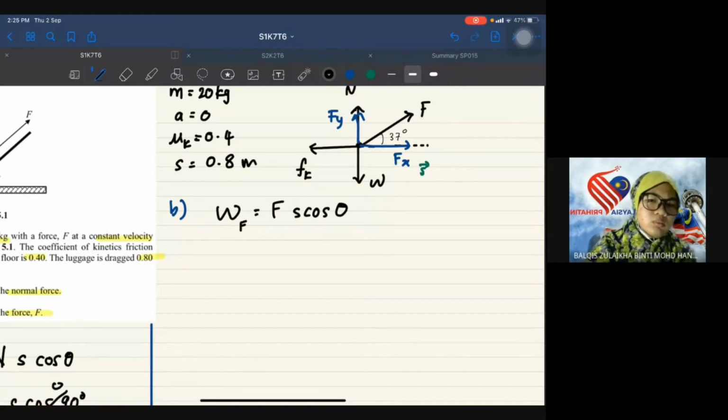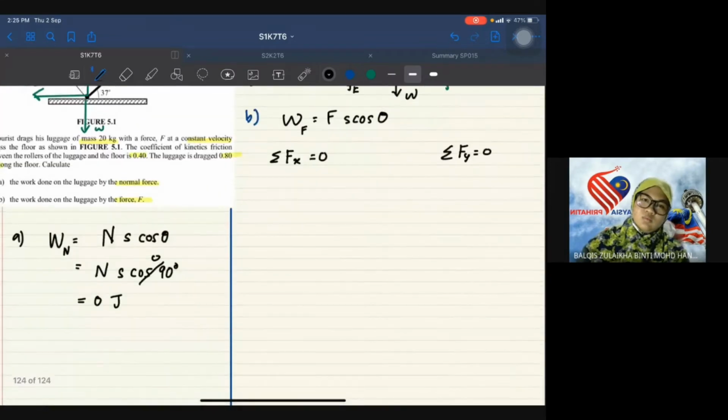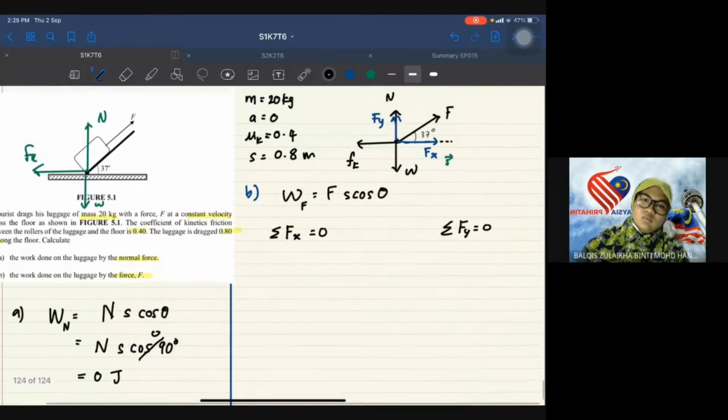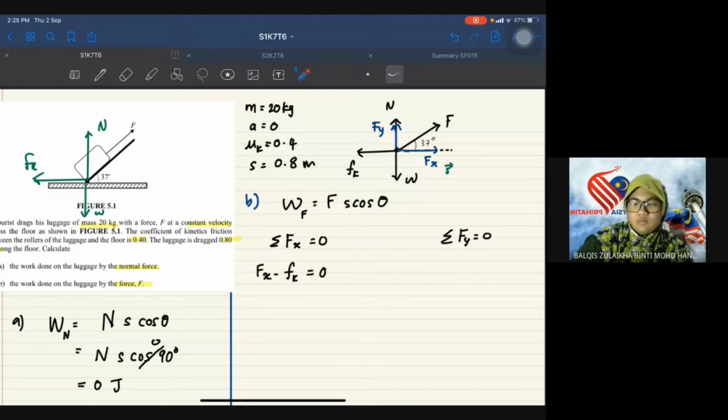So in this case, I can do the equations: summation of Fx equals 0 and summation of Fy equals 0. You might need to use Fy, you might not. You just do it side by side, so that whenever you get stuck, you can go to the other side. Sometimes Fx, sometimes Fy. Okay, now for Fx, I have Fx minus Fk equals 0. If it equals 0, you choose right minus left.